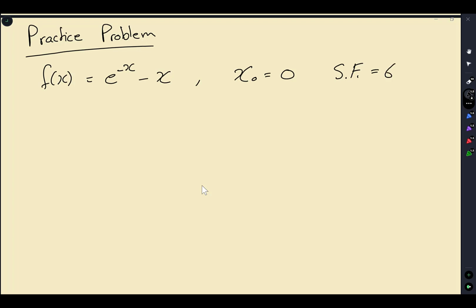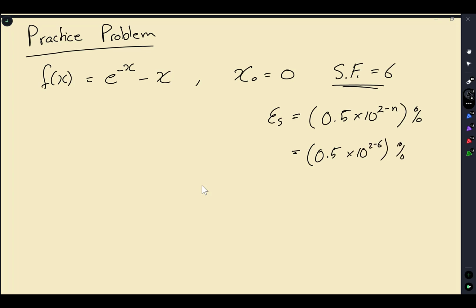So if you recall, how do we get this? We're going to have to apply the tolerance equation that estimates what percent relative error will give us 6 significant figures, and that equation is 0.5 times 10 to the power of 2 minus n, where n is the number of significant figures. If we plug in 6 for n, so 2 minus 6, we get a value of 5.0 times 10 to the negative 5 %. So quite a small number.